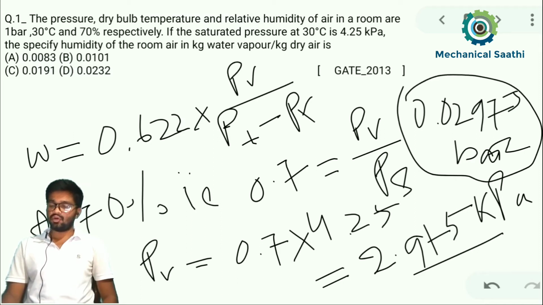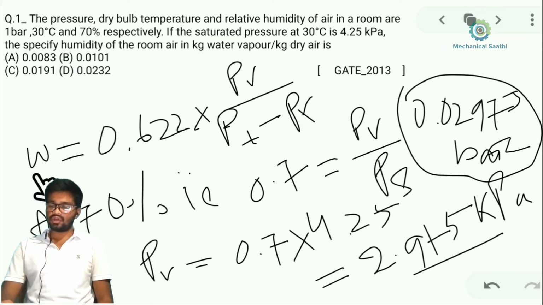We already calculated the value of PV. We know the value of total pressure inside that room, which is given as 1 bar, and the PV value we just calculated as 0.02975, also in terms of bar. Then, simply putting these values over here, we can calculate the specific humidity of the room. So let us put all these values and calculate that.